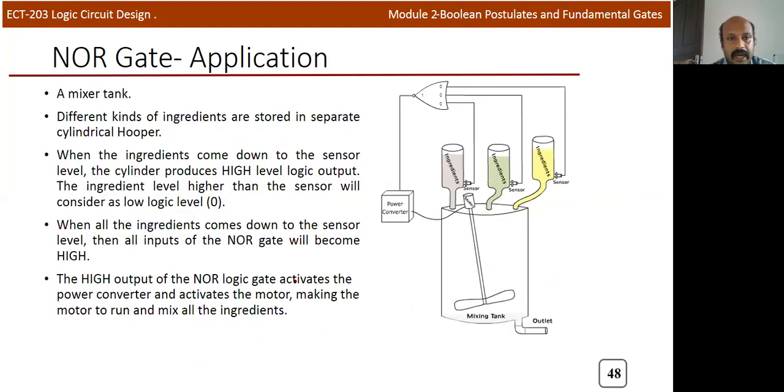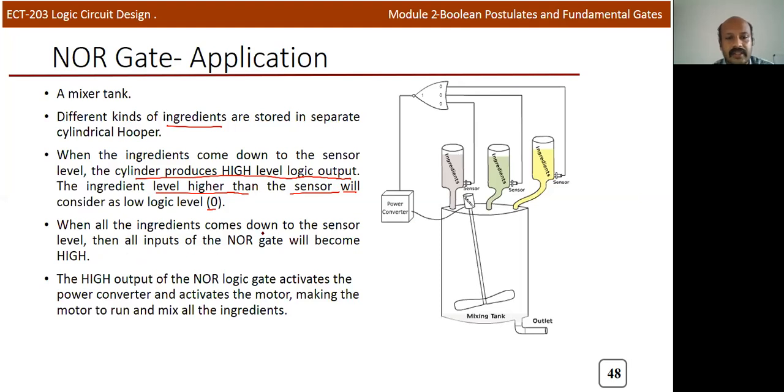Now we'll discuss one of the practical applications of the NOR gate. Here you can see an industry which uses different types of ingredients, and we need to mix these ingredients by using a mixer tank. And the sensor produces a high logic level output when the ingredient level is higher than the sensor, and a low logic level 0 otherwise. Okay, so this is the case.